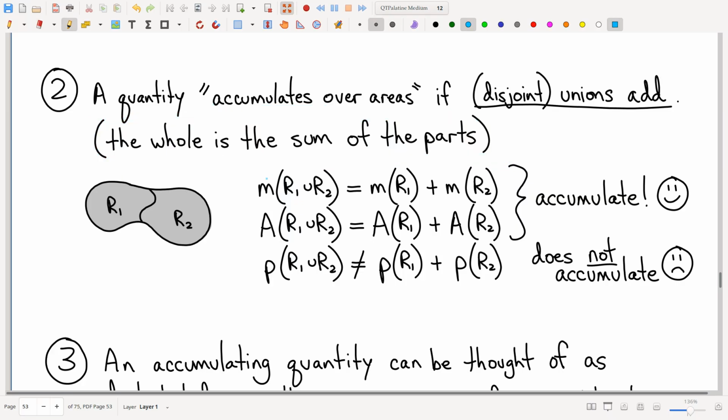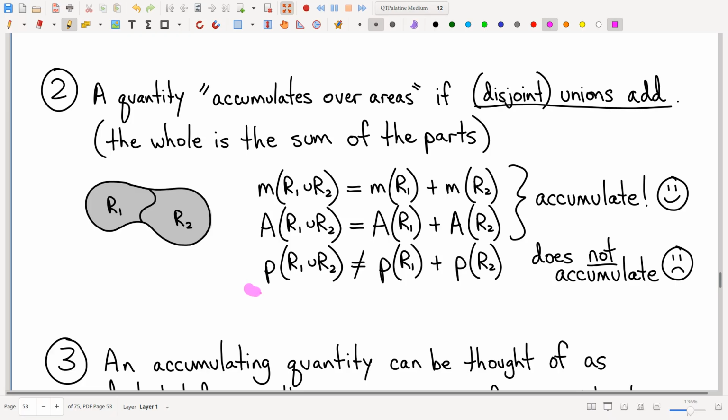So, for example, here we have two regions. We've got R1 and R2. Now let's talk about mass. If I ask how much mass is in the union, the disjoint union, well, that's the amount of mass on the left plus the amount of mass on the right. The whole is the sum of the parts. Right? Likewise area, likewise population of bacteria, whatever.